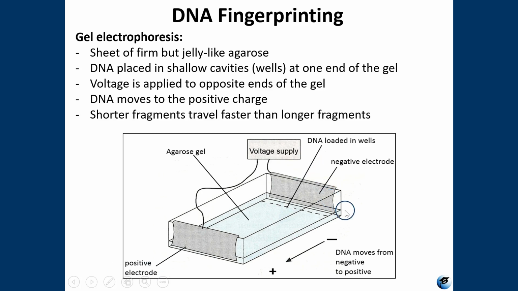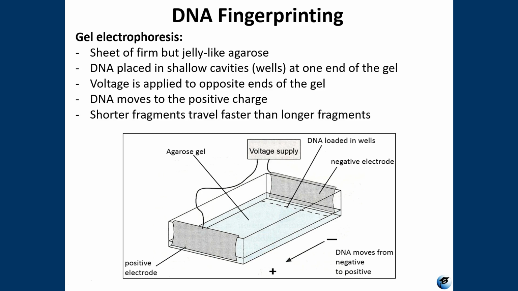electrode. So what you do is you cast a sheet of agarose, you put it in this chamber with buffer, and then you apply a voltage across it. So you have a negative charge up here, positive charge up here. You load your DNA up here, and the DNA is attracted to the positive charge.